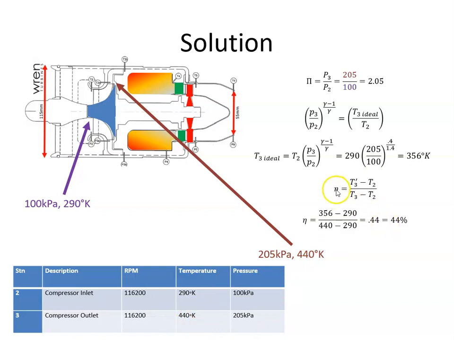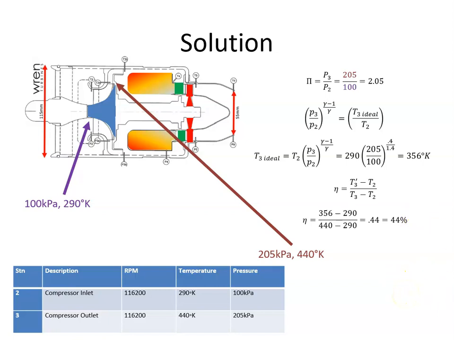So our equation for the efficiency of a compressor is the ideal temperature of the output minus the temperature of the input, all over the actual temperature of the output minus the actual temperature of the input. So 356 here, minus 290, all over 440, so the real temperature, minus 290, and that works out to be 44%, which is pretty poor, but this is just an engine that's used for educational purposes.